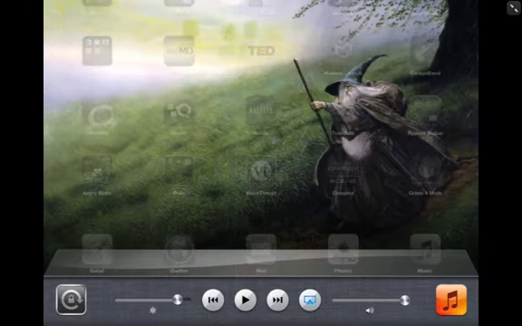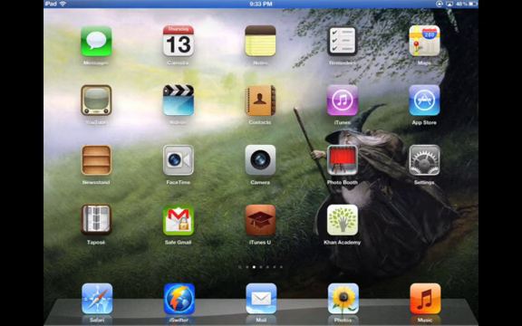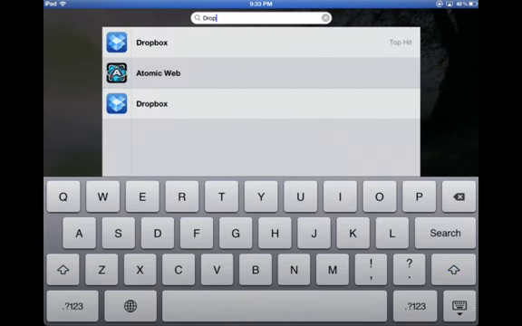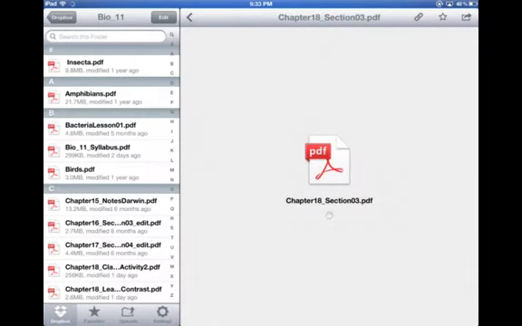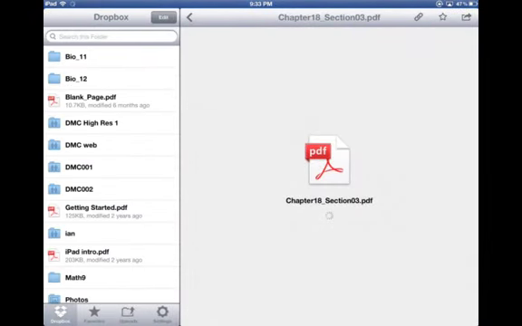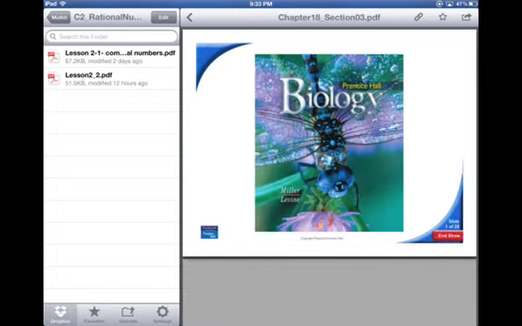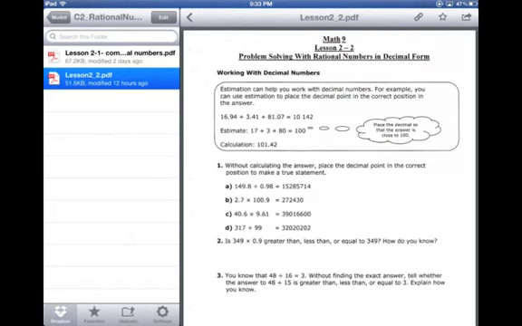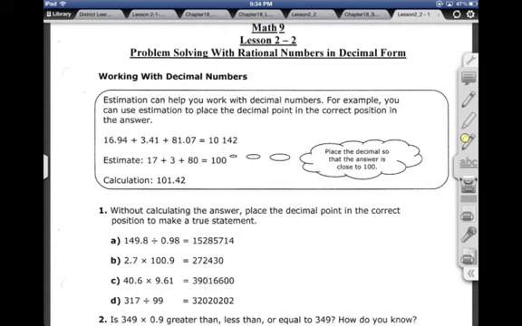Okay, so pop on over to the lesson that we did, Math 9, Rational Numbers, Lesson 2. So let me just get into the right mode. And here we go. Alrighty.